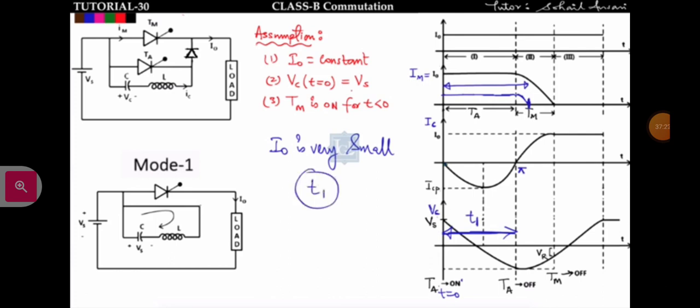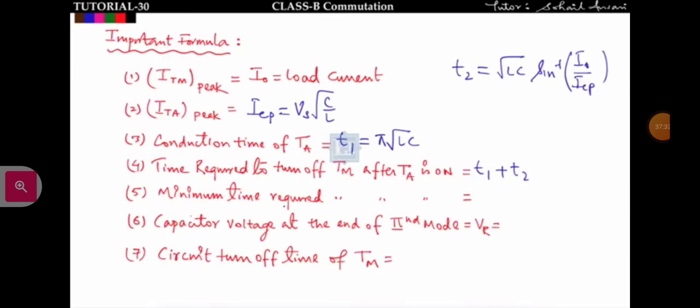See, after T1 the main thyristor current is decreasing quickly. So we can say that the minimum time required to turn off the main thyristor is equal to T1 when I naught is very small. This is the condition. So when I naught is very small, the minimum time required to turn off TM after TA is on is equal to T1, that is equal to pi under root LC.